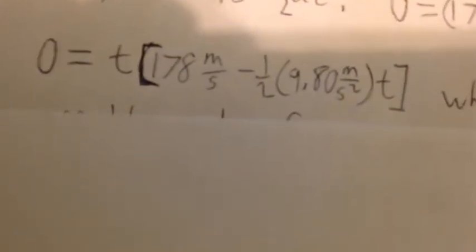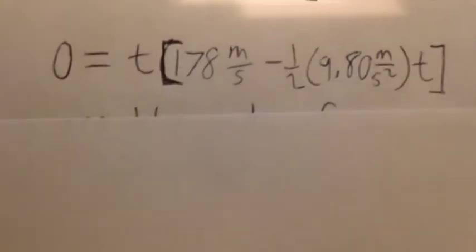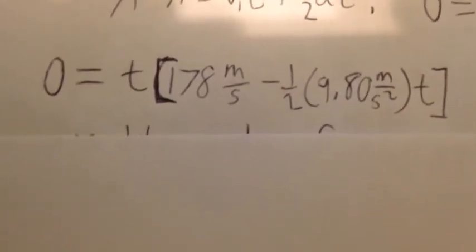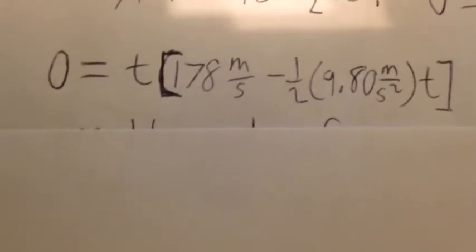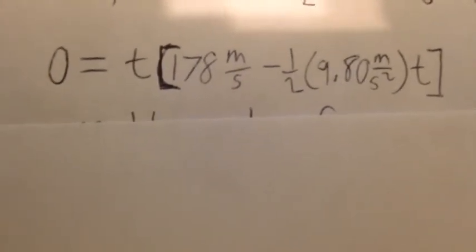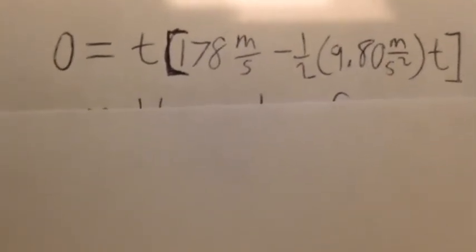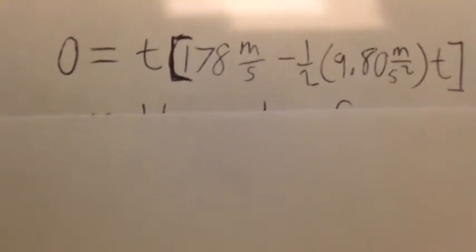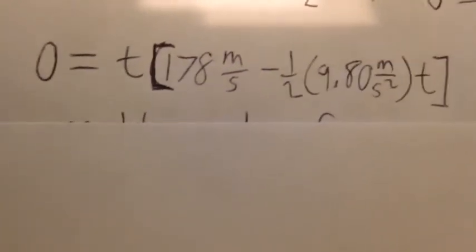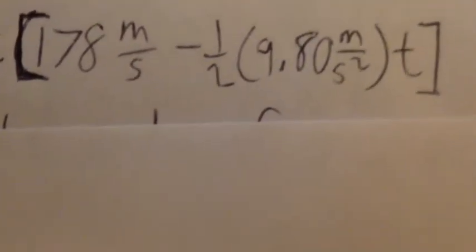by factoring out t and then finding the roots of the equation. The roots will describe his times when he's on the ground. There are 2 times where that happened: his takeoff time and when he lands. The takeoff time is obviously t equals 0. The landing time can be calculated by setting this portion equal to 0, and you will end up with t is equal to 36.2 seconds.